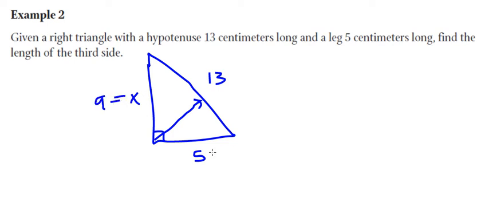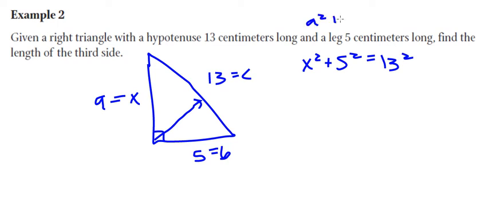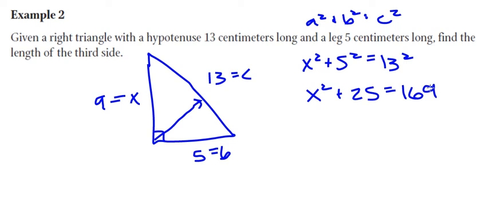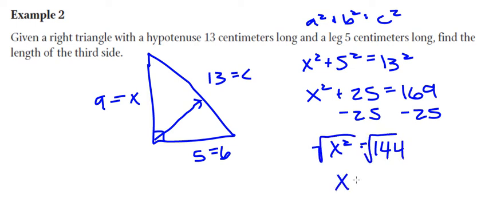So we can make this a, b, c, and x squared plus 5 squared is equal to 13 squared, since a squared plus b squared is equal to c squared. So x squared plus 25 is going to be equal to 169. I'm going to subtract 25 from each side, and I'm going to get that x squared is equal to 144. So now I take the square root of each side, which gives me an x value of 12. So here I know that if my hypotenuse is 13 and one of my legs is 5, then my other leg has to be 12 centimeters.